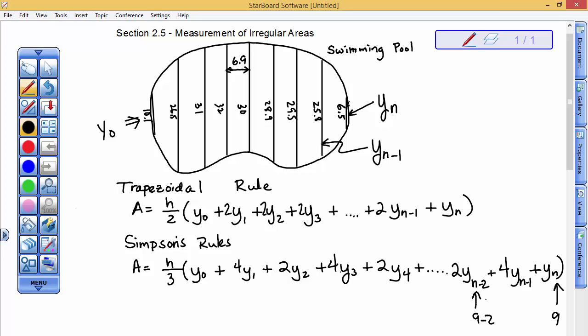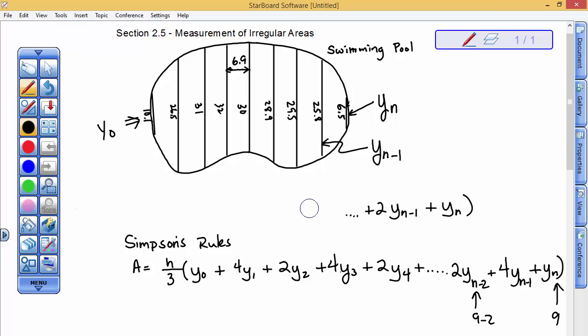And again, if there were 9 lines, then this would represent the seventh line, because 9 minus 2 would be the seventh line. So again, the first one, 4 times, 2 times, 4 times, 2 times, 4 times, 2 times, 4 times, 2 times. But right at the end, you'll kind of reverse this: 2, 4, and then a coefficient of 1. I'm going to take away this right here, and I'm going to let you see me putting the values in for this picture into Simpson's rule.